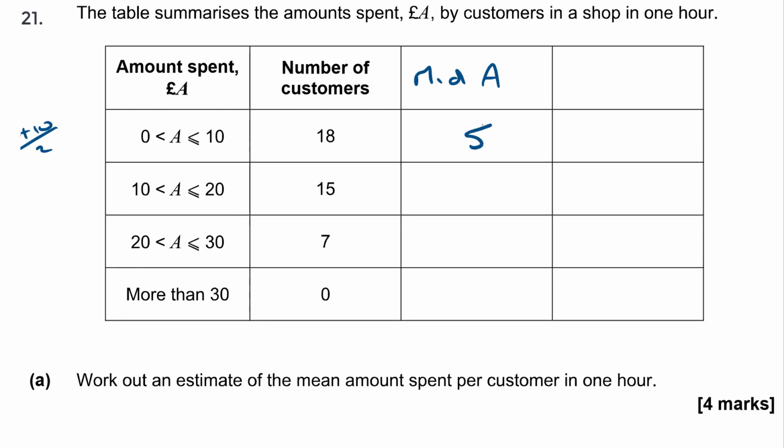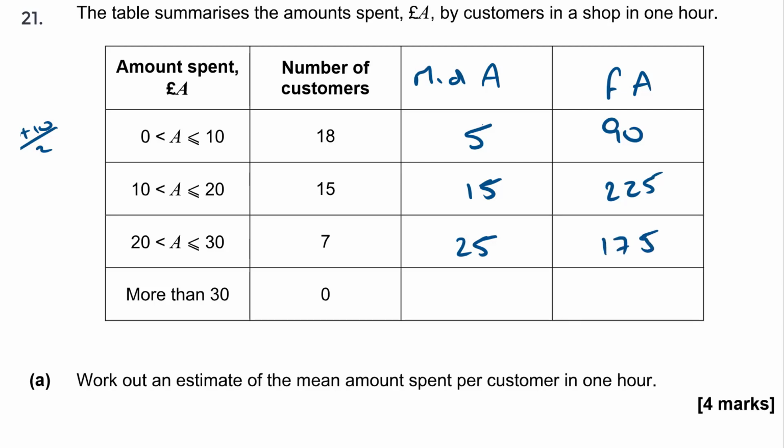10 plus 20 is 30, divided by 2 is 15. 20 plus 30 is 50, divided by 2 is 25. And more than 30 would be a problem, but we've got 0 people there. Okay, and then we need to find our frequency times the midpoint now, don't we? So 5 times 18 is 90. 15 times 15 is 225. 7 times 25 is 175.